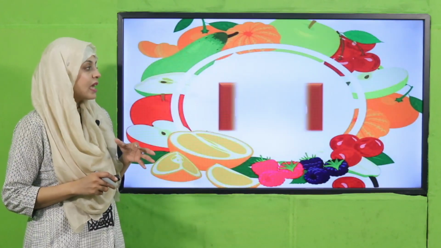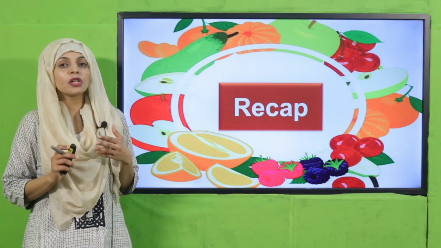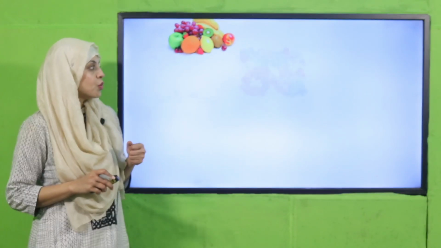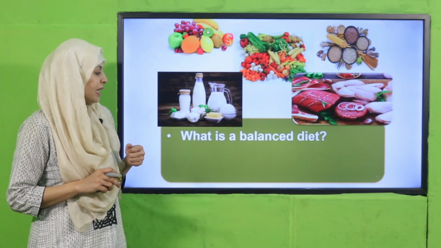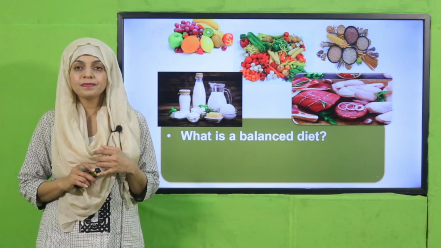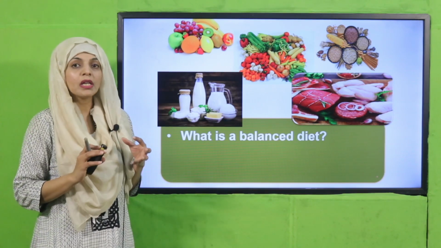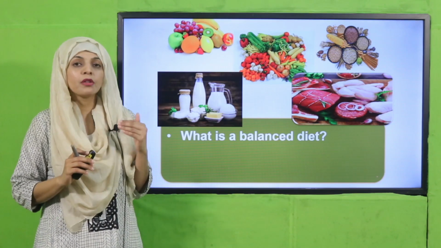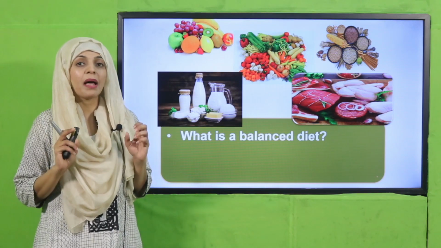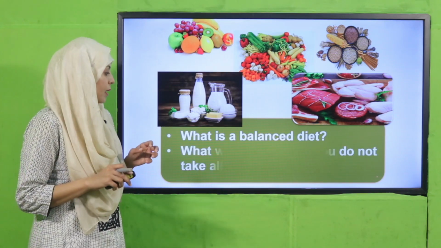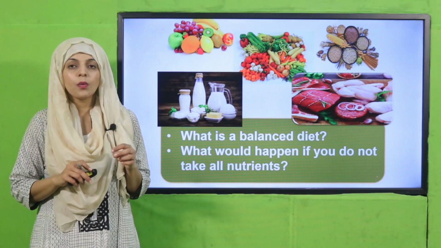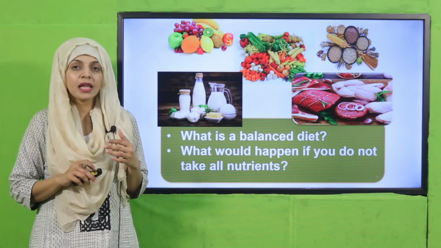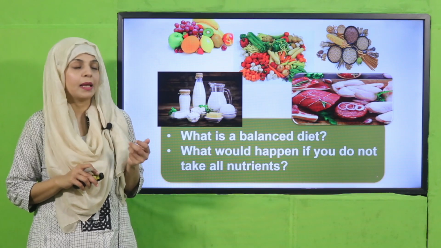Before that, let's quickly recap what we did in the previous lecture. So listen to the question very carefully and then answer it. So fruits, vegetables, grains, dairy, and meat. So quickly tell me, what is a balanced diet? When you include every food from the food groups and you take them in a balanced way, this is a balanced diet. So what would happen if you do not take all nutrients? We can become deficient in that nutrient, some nutrients, or we can get ill.